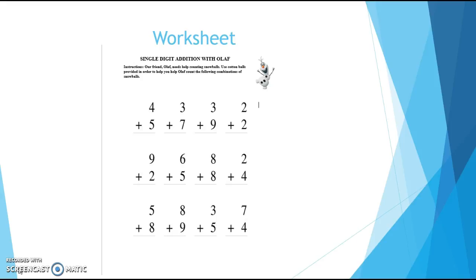One thing that I had to make sure was that I gave students enough cotton balls to complete the combinations. So I believe the highest number of cotton balls needed based on these math problems is 17. So I think I just rounded it off, and I think I gave each student 20 snowballs, or 20 cotton balls, I'm sorry.